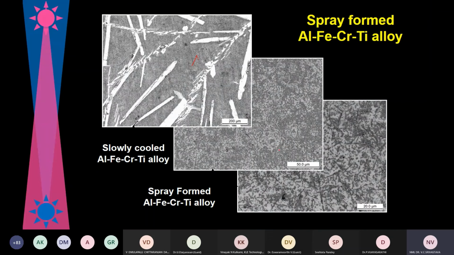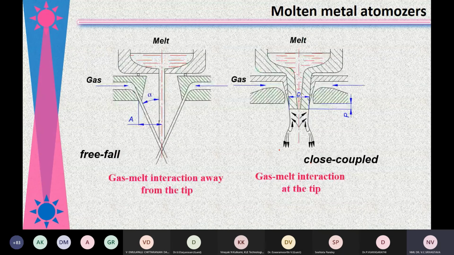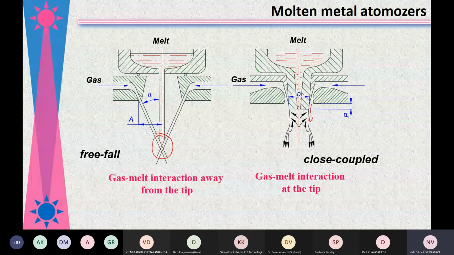Okay. So what we do generally in spray forming, we use nozzles. Here you can see this is a nozzle, melt stream is coming, and gas is coming and interacting with the liquid at a very large distance from here. So gas loses some energy while it is coming from this place to this place. So the efficiency of atomization is not very good.